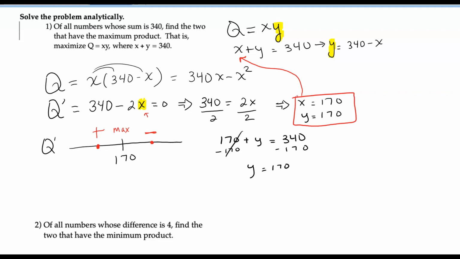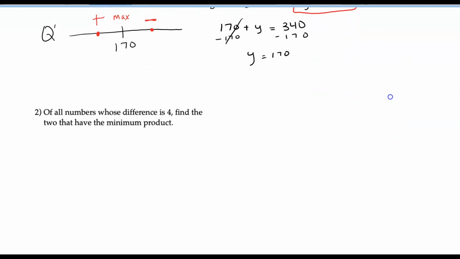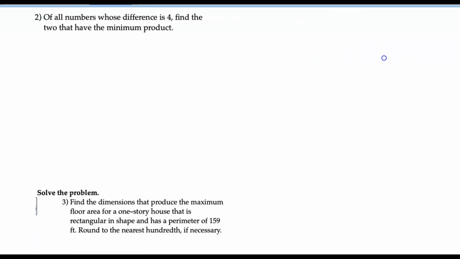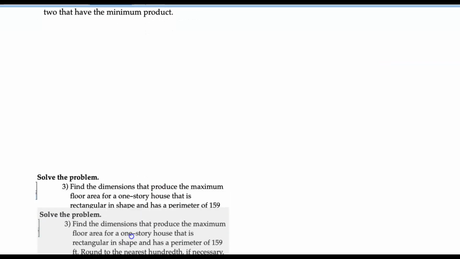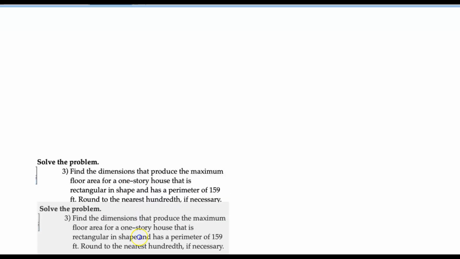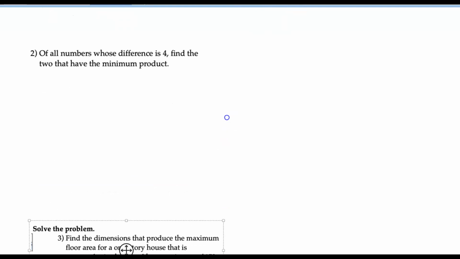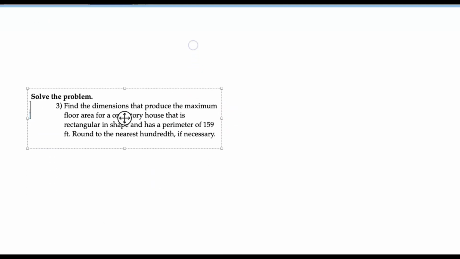All right, let's take a look at one more problem here. Very similar. All right, so let me move this one out of the way. There we go. It says, of all numbers whose difference is 4, find the two that have the minimum product.